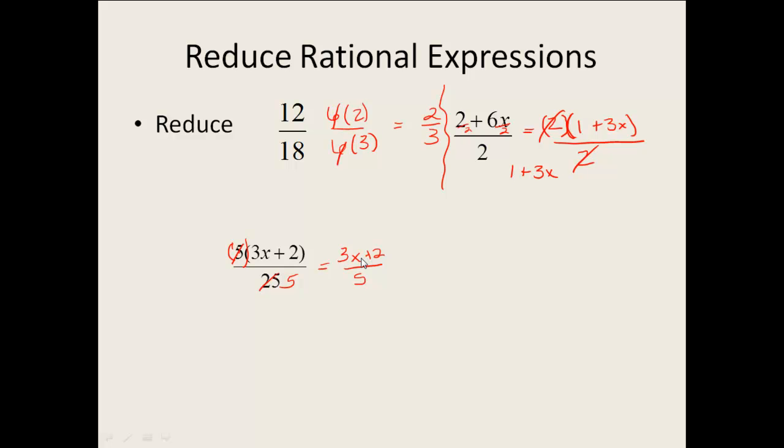Now I still want to check if I can pull anything out of the top because I might be able to reduce it down again. And out of the 3x plus 2, there isn't anything common I can pull out, so I would be done with that one also.